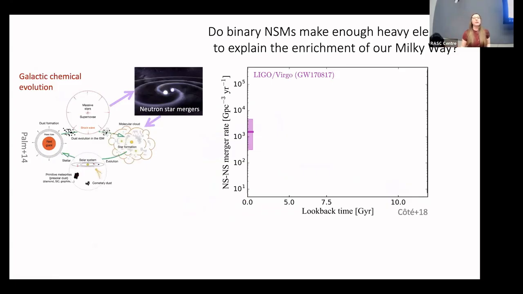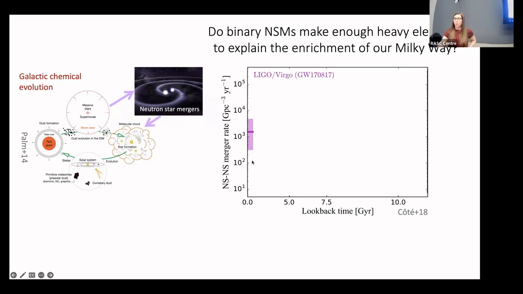Now, something else that's really important and interesting that LIGO can do, these gravitational wave detectors can do, is tell you how frequently these types of events occur. So how frequently do we have neutron star mergers? How frequently do we have neutron star black hole mergers, for example? And this is something of direct relevance to us if we want to know if we have enough neutron star mergers to explain what we see in our Milky Way. So after GW170817, LIGO did put out a rate, a measured rate that they had, and here it is.